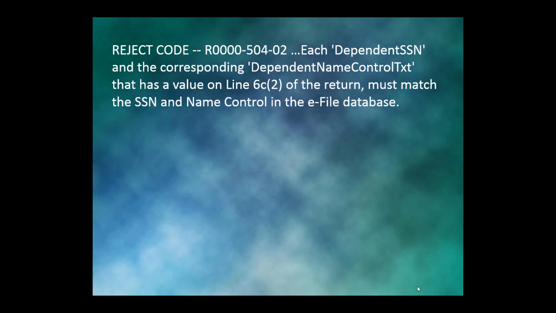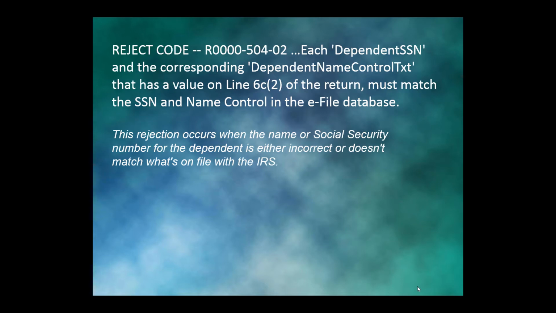Each dependent social security number and the corresponding dependent name that has a value on line 6C2 of the return must match the social security number and name control in the e-file database. This rejection often occurs when the name or social security number for the dependent is either incorrect or doesn't match what's on file with the IRS.